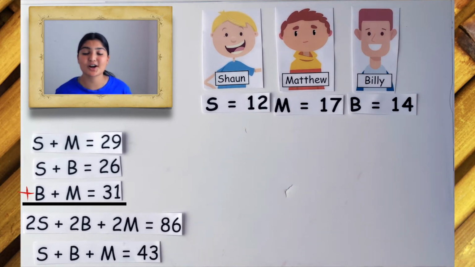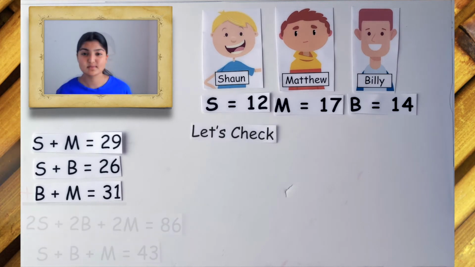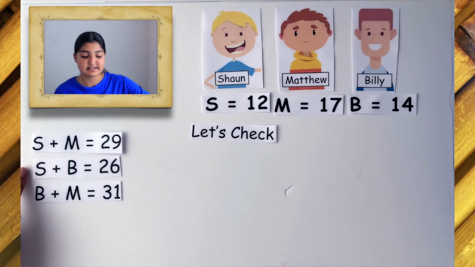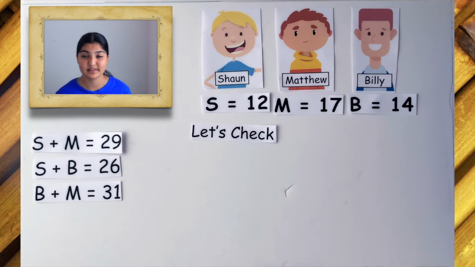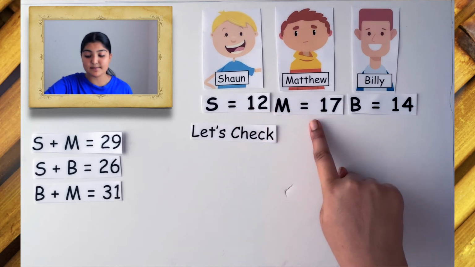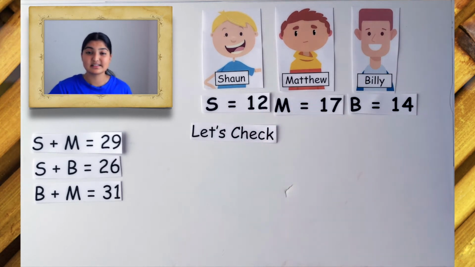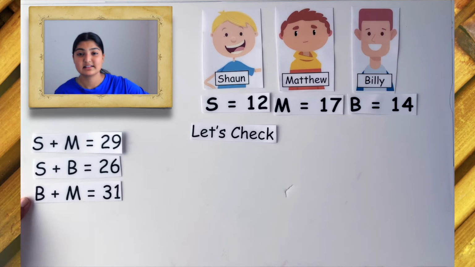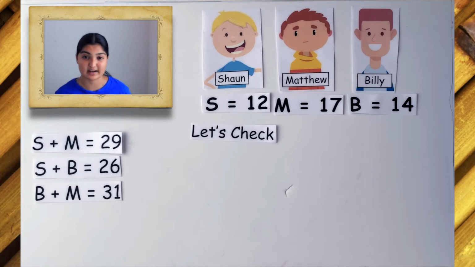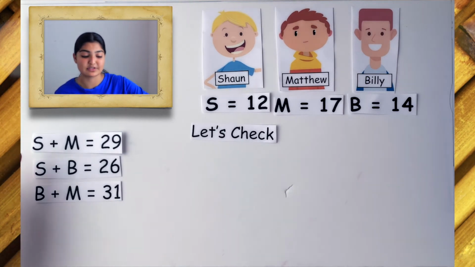But just to be sure, let's go back and check our work. To check our work, we can use these three equations that we made earlier. We know the values of s, m, and b. So we can plug those values in to each one of these equations to make sure that we're correct. So let's start with the first one.